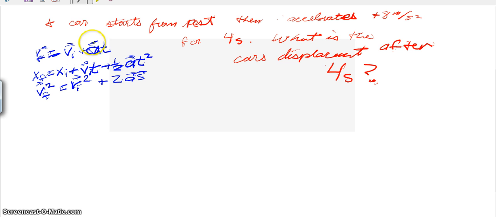Alright, so those are your kinematic equations. Notice this one right here, the first one, is missing displacement. They all have initial velocity and acceleration. This one right here is missing displacement, because look, you can subtract the initial position on both sides, and that'll give you displacement. This one's missing your final velocity, and this last one is missing time. We haven't talked about the last one as much.